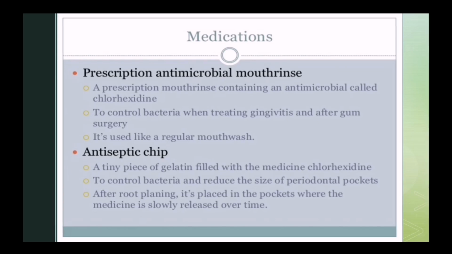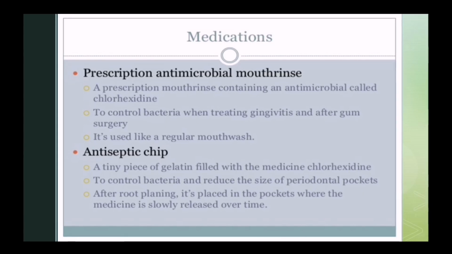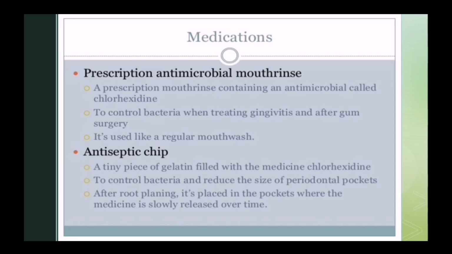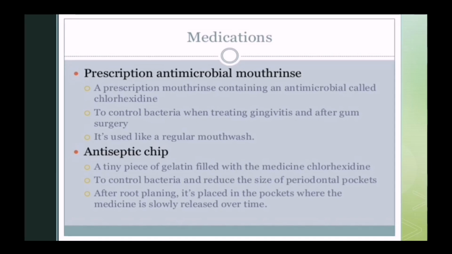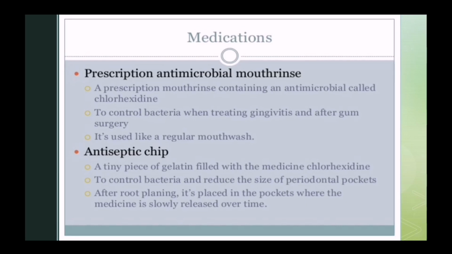Medications: prescription antimicrobial mouth rinse, a prescription mouth rinse containing an antimicrobial called chlorhexidine to control bacteria when treating gingivitis and after gum surgery. It is used like a regular mouthwash. Antiseptic chips are a tiny piece of gelatin filled with the medicine chlorhexidine to control bacteria and reduce the size of periodontal pockets. After root planing, it is placed in the pockets, where the medicine is slowly released over time.